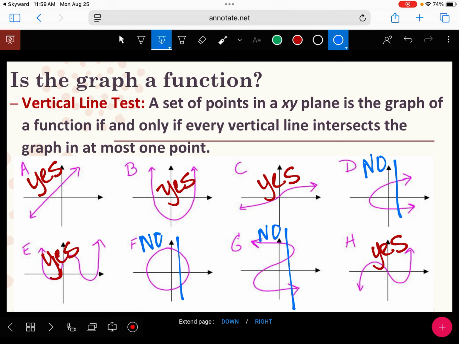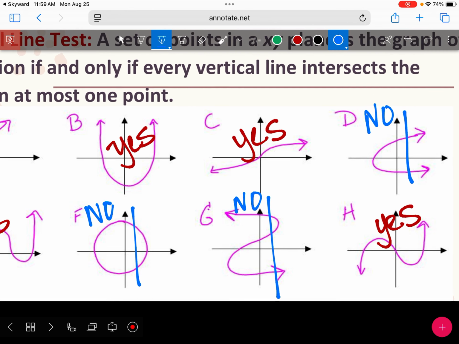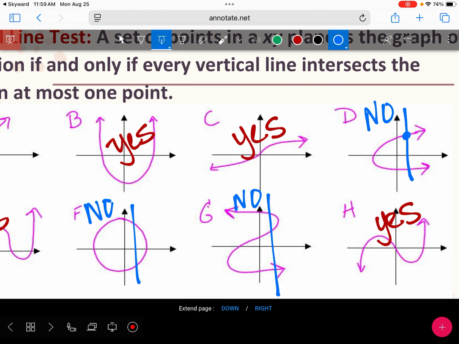All right. So my no, you can kind of see if you draw a vertical line through D, it crosses twice. That's why that's a no. The same thing for F, it's going to cross twice or more than once. In G, it actually crosses 3 times. So those are the 3 that would fail the vertical line test.